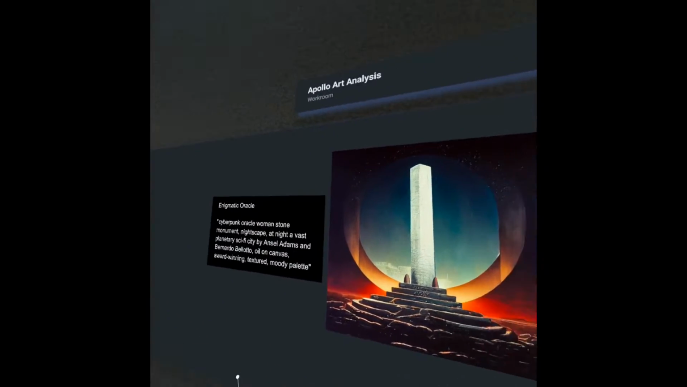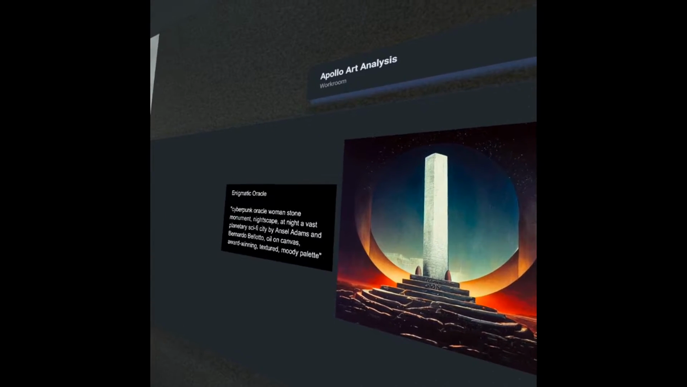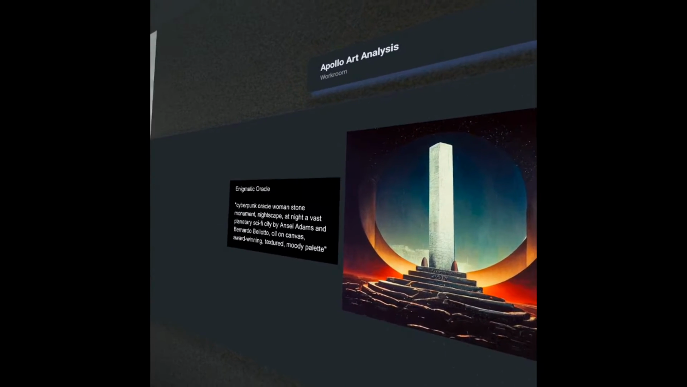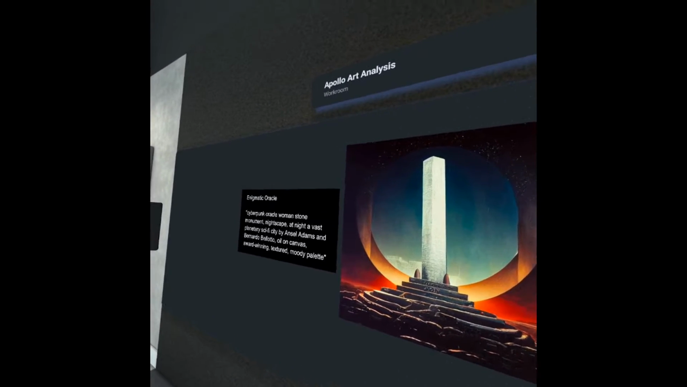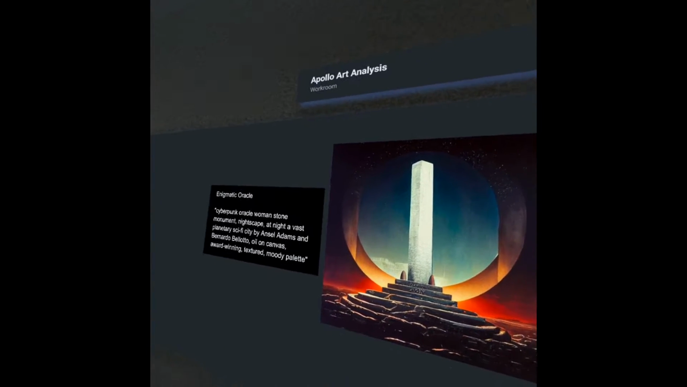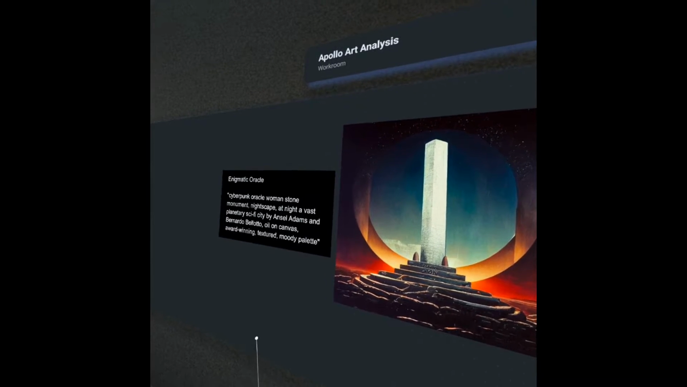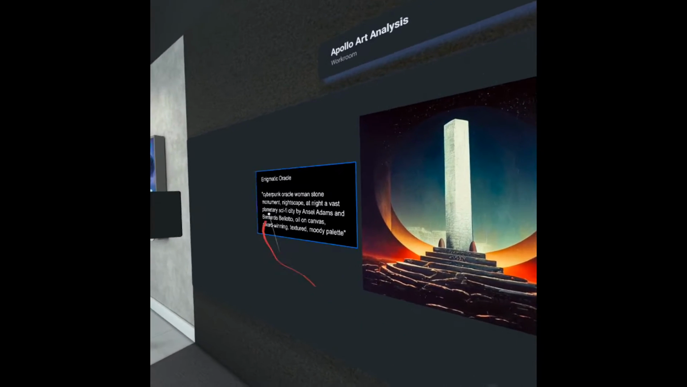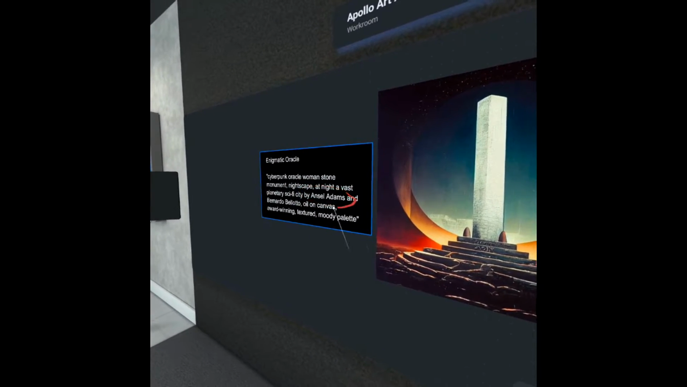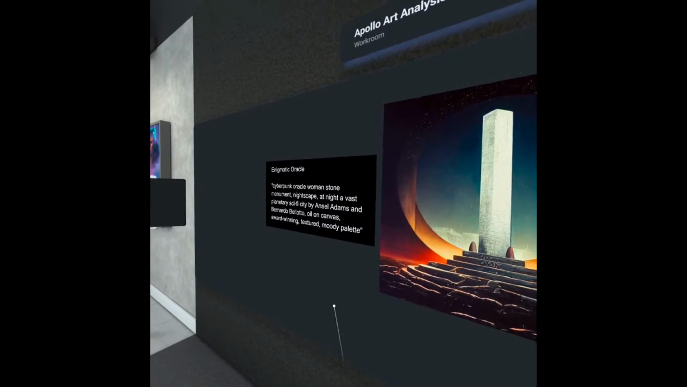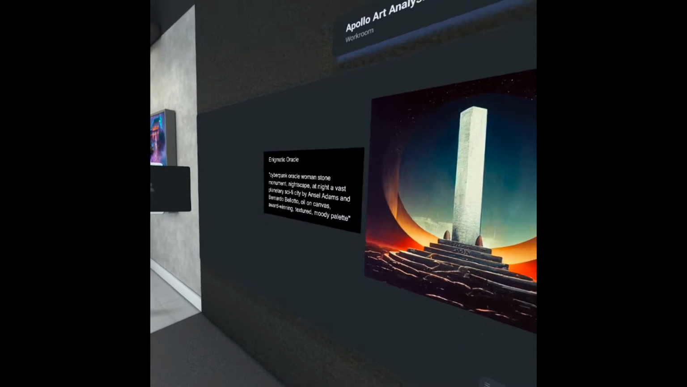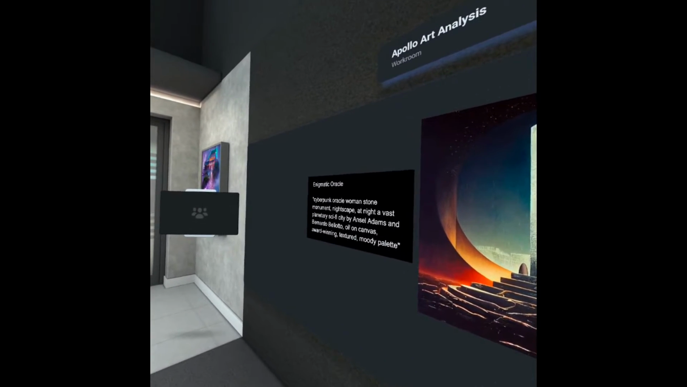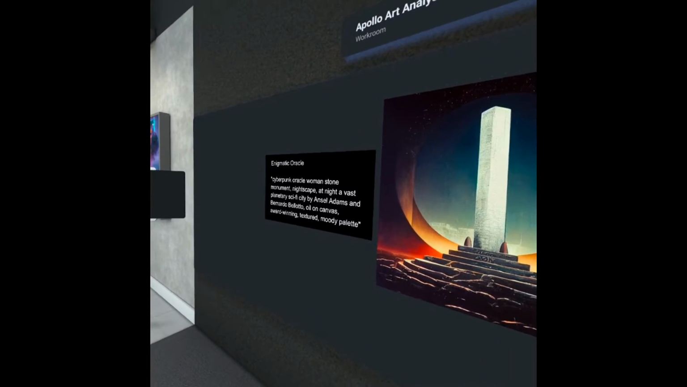What you'll notice, of course, we have Cyberpunk Oracle Woman Stone Monument, Nightscape. At night, a vast planetary sci-fi city by Ansel Adams and Bernardo Bellotto, oil on canvas, award-winning, textured, moody palette. So Ansel Adams is, I believe, an American photographer. I have that right, and I believe that is a Bernardo Bellotto. Hopefully I got that right.